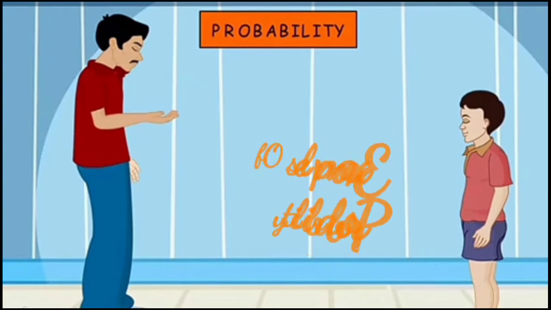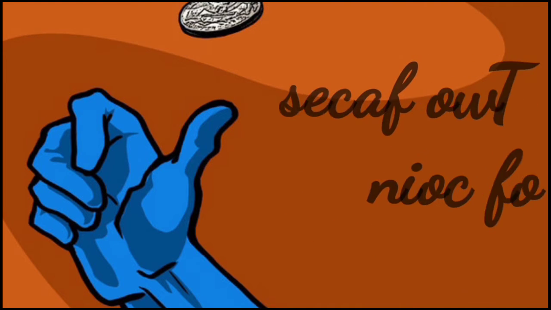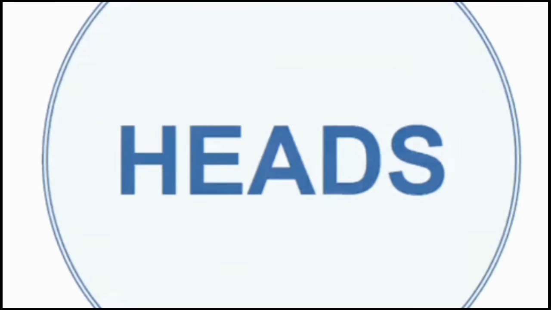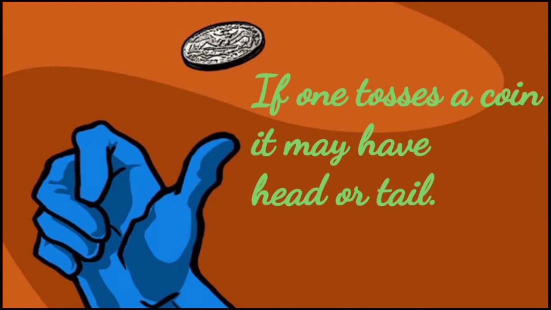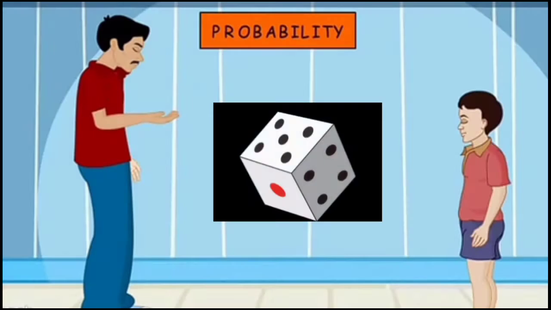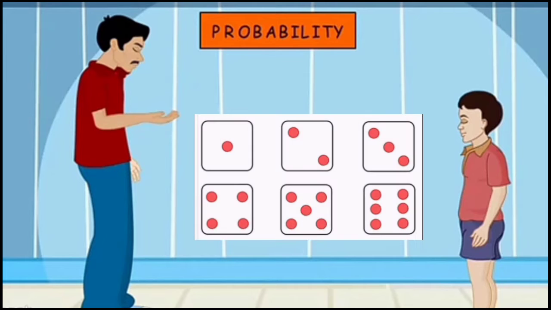Examples of probability: two faces of coin. If one tosses a coin, it may have head or tail. Also, you can take example of dice. A dice has overall six faces, 1, 2, 3, 4, 5, and 6. Numbers are marked on each face. After throwing a dice, six chances of outcomes occur. This gives six different results. These are the examples of probability.